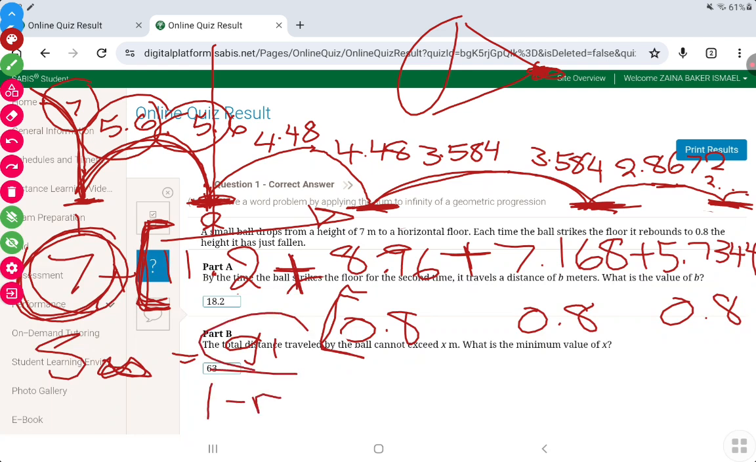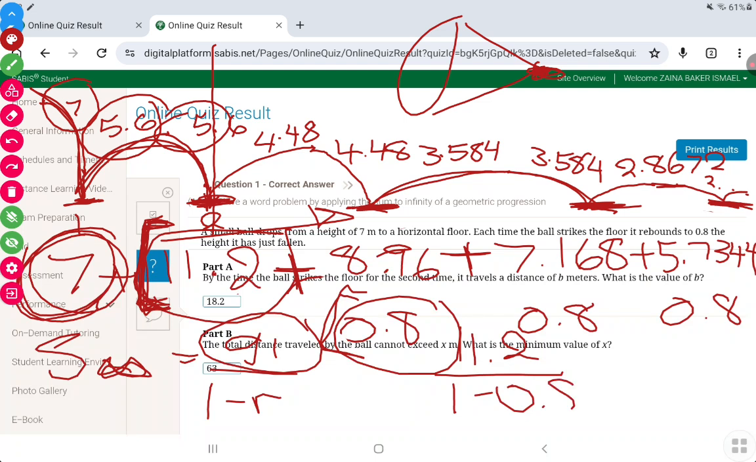Okay, so G1 is just the first term in the geometric sequence. Do not put 7. The geometric sequence starts from here. So the first term is 11.2 over 1 minus the ratio, which is 0.8. Okay, so 11.2 divided by 1 minus 0.8 is 56.